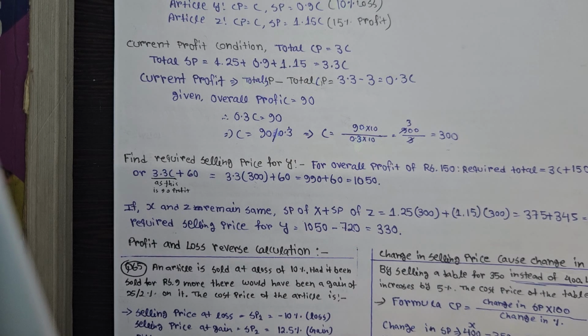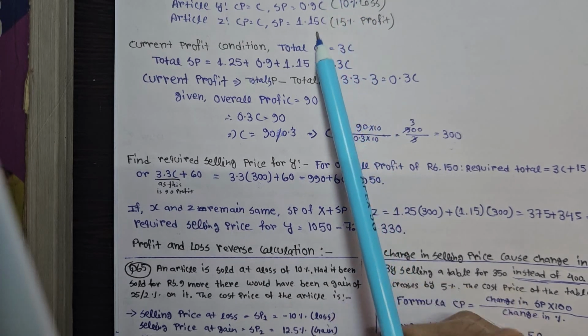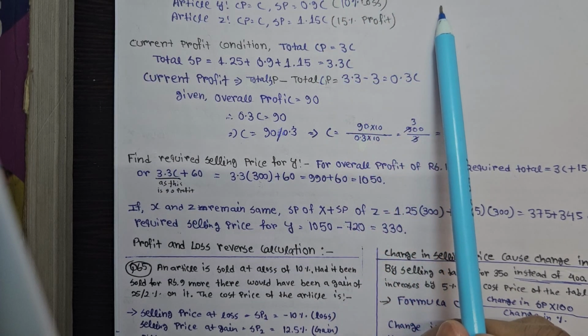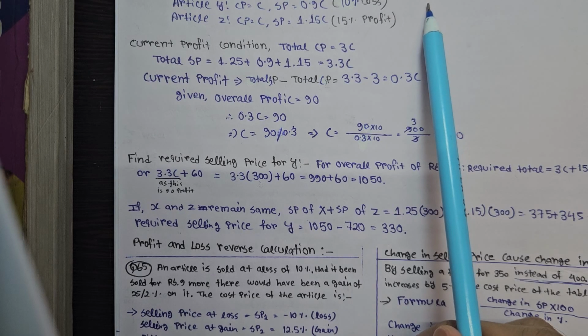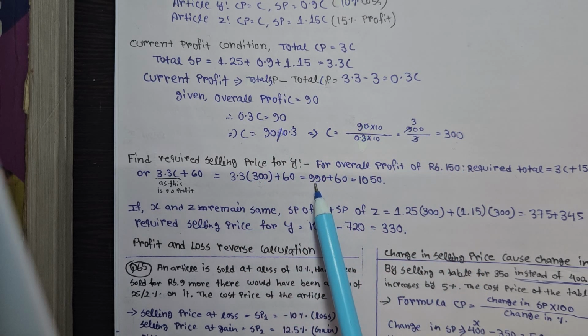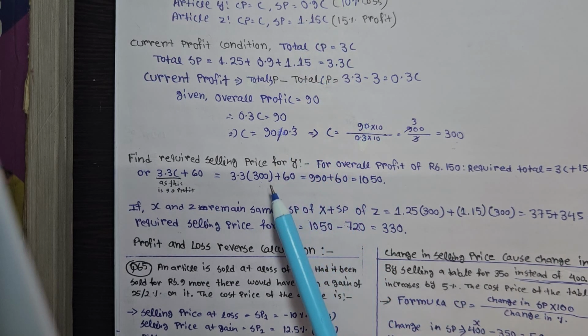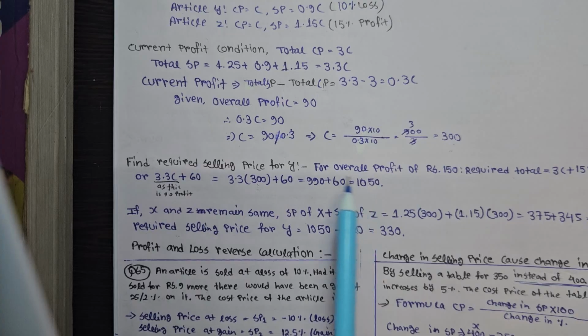But we can calculate in other ways. Assuming these values, we get a profit of 990 rupees and we need 1050 rupees to get a profit of 150 rupees, where the value of Y here is 270 rupees, 0.9 into 300. So we need 60 more. If the value of Y is increased by 60, 270 plus 60 equals 330.